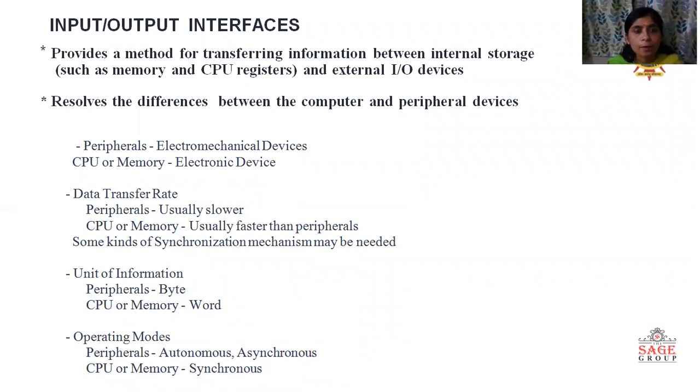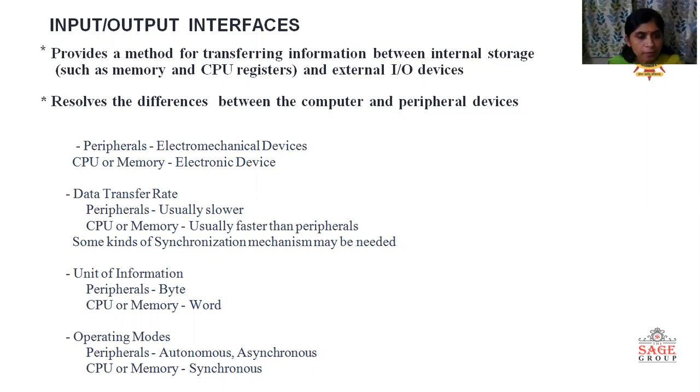The input output interface provides a method for transferring information between internal storage such as memory and central processing unit registers and external input output devices. This interface resolves the differences between the computer and peripheral devices. Peripherals are electromechanical devices, and the CPU and memories are electronic devices. If we see the comparison between the peripherals and the internal storage, CPU and memory.